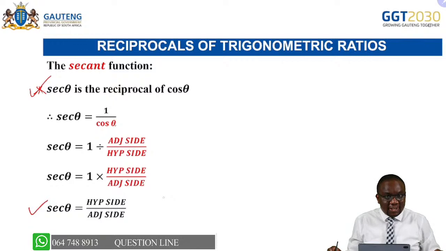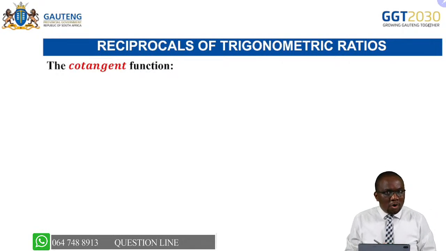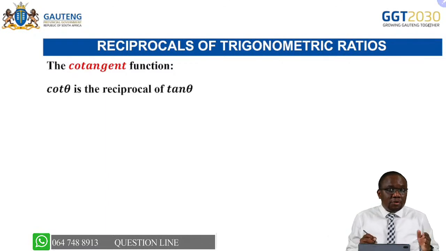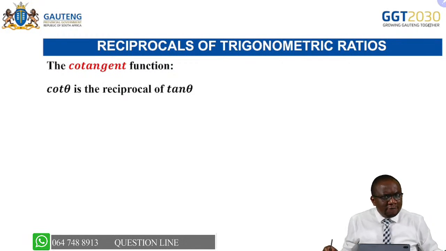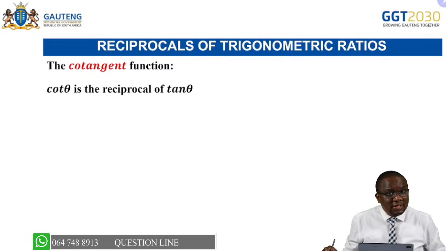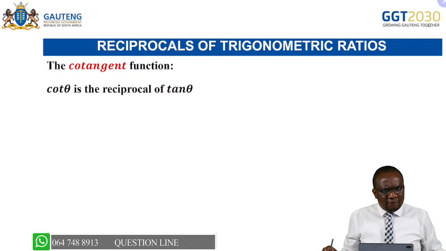Cosecant? No. It's called cotangent. Cotangent. So the cotangent, in short cot theta, is the reciprocal of tan theta. Tan theta is what? Opposite side over adjacent side. Do you remember that? So tan theta is opposite side over adjacent side.